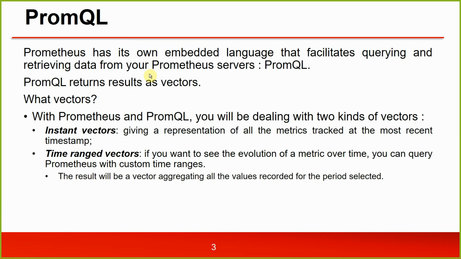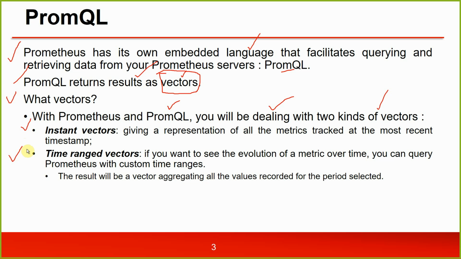This is the agenda. Prometheus has its own embedded language that facilitates querying and retrieving data from your Prometheus server, and that is PromQL. PromQL returns results as vectors. They are not scalars, they are not discrete individual values, they are vectors. What vectors? With Prometheus and PromQL, you will be dealing with two kinds of vectors. First is instant vectors and second is time ranged vectors.